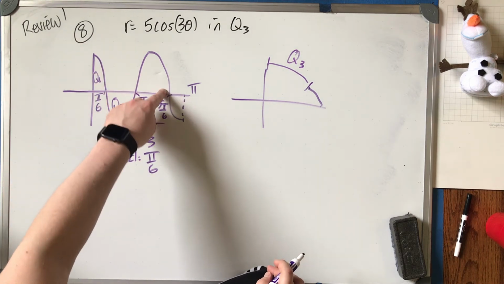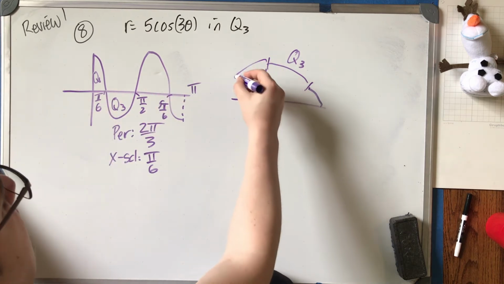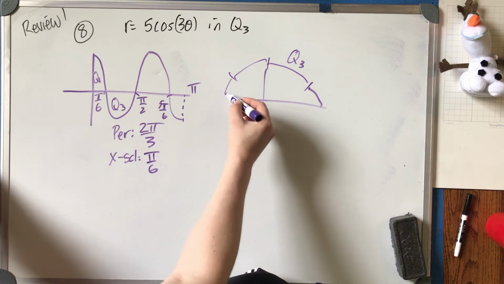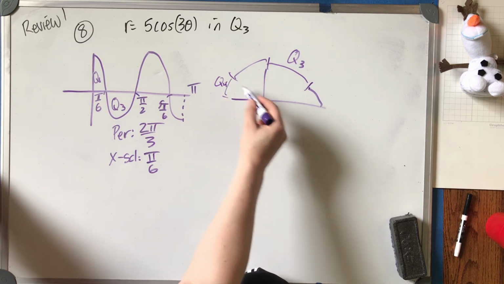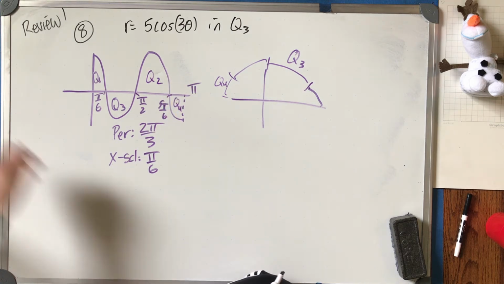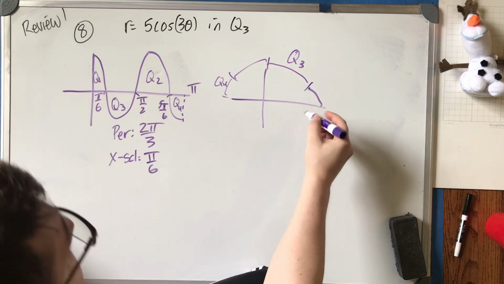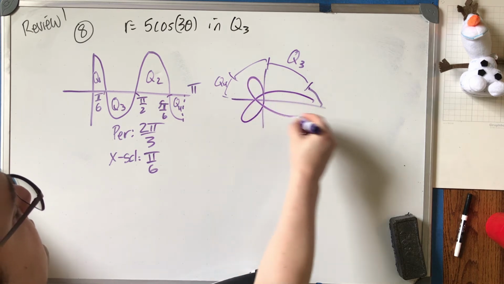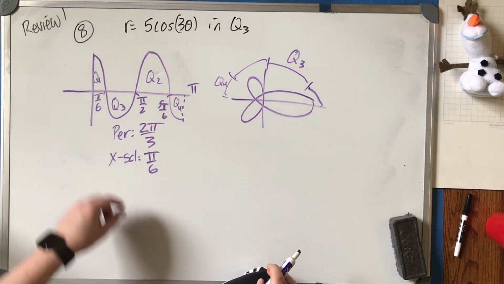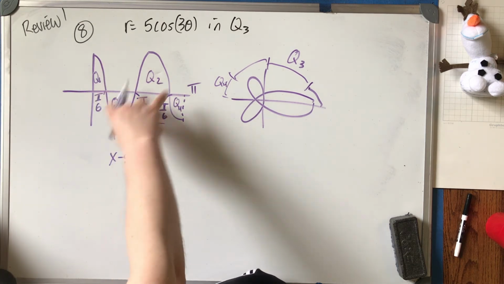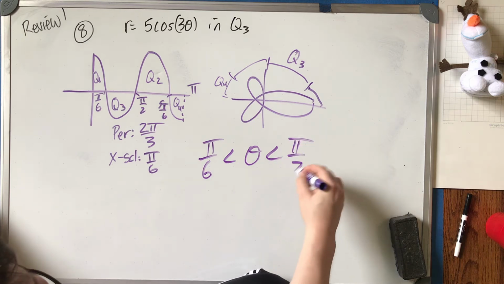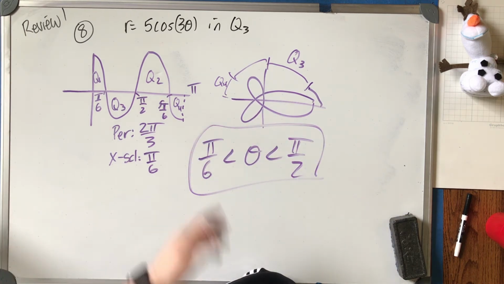From pi over 2 to 5 pi over 6, positive radius, so that's up here. We're going to stay in this quadrant. From 5 pi over 6 to pi, so that's this little part, we're going to reflect to the opposite side, and this part will be in Q4. So we really don't need to actually sketch a graph of what this looks like. If you want to know, it's something like that. They should all be the same length. I'm just terrible at drawing. But I know the answer just from this graph over here: it's going to be pi over 6 to pi over 2, where this graph will be in quadrant 3.